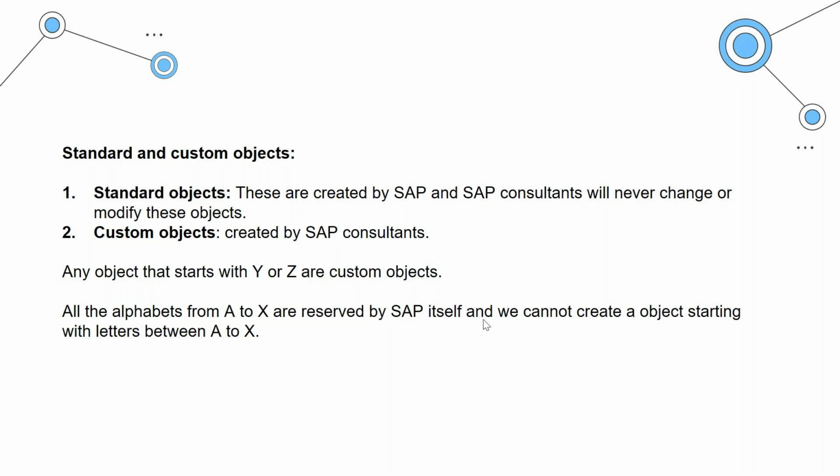When we create anything new in SAP, we should start the object name with either Y or Z. I cannot start any object name with any letter between A to X. So basically, within the system, if any object name is starting with Y or Z, it could be custom. But if any object is starting with any letter between A to X, it is SAP's. Directly by looking at the name itself, you can identify. So let me show you one demo.